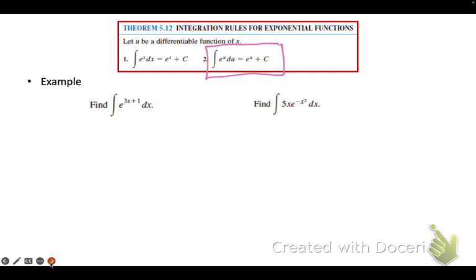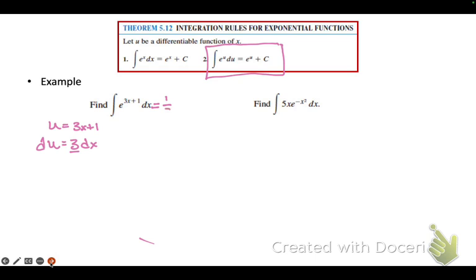Okay, so find the integral of e to the 3x plus 1 dx. So we need to find our u and du. So what is u? 3x plus 1. And u prime, or du? 3, so it would be 3 dx. Yes. Okay, so what are we missing? Aren't we missing the 3? Yeah. So how do we make up the 3? 1/3.